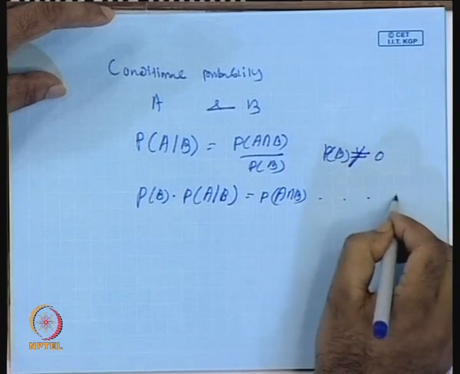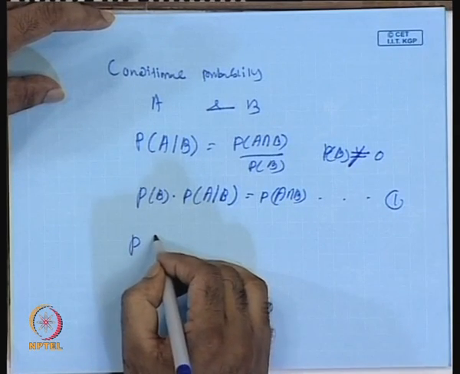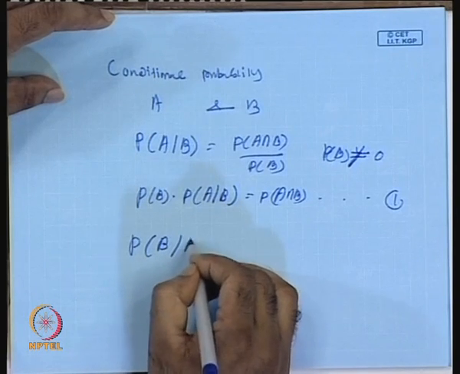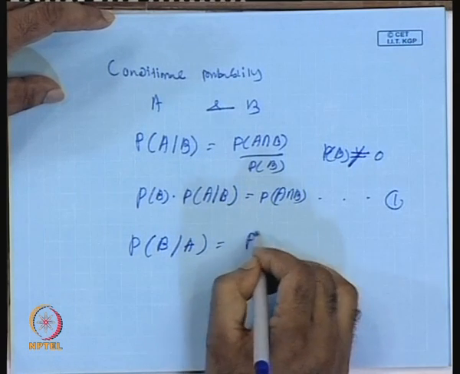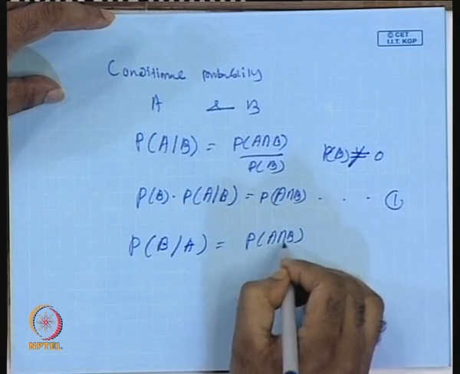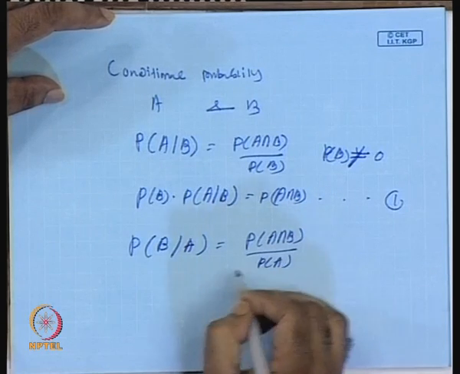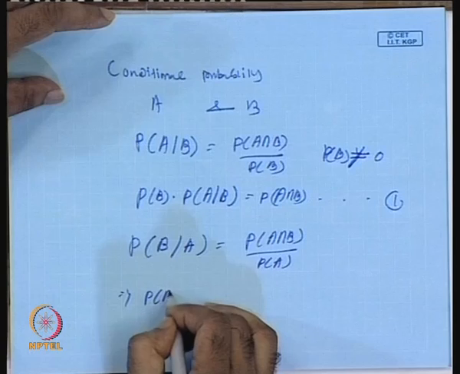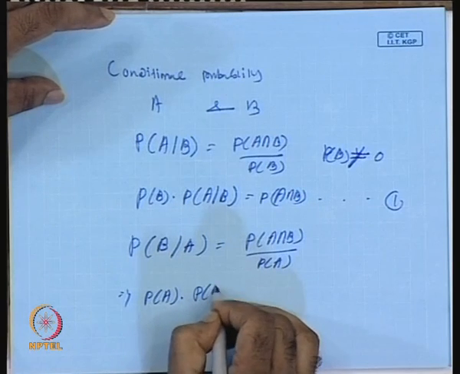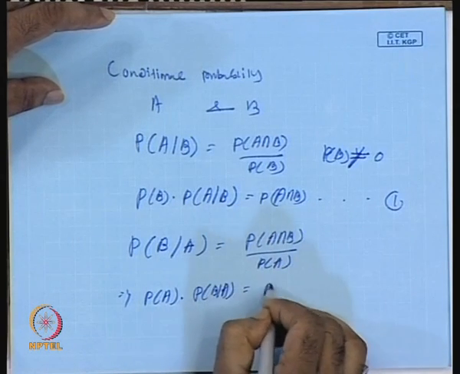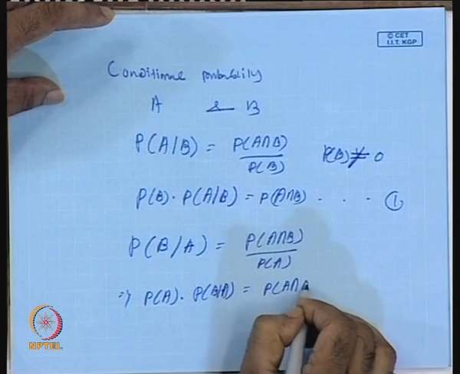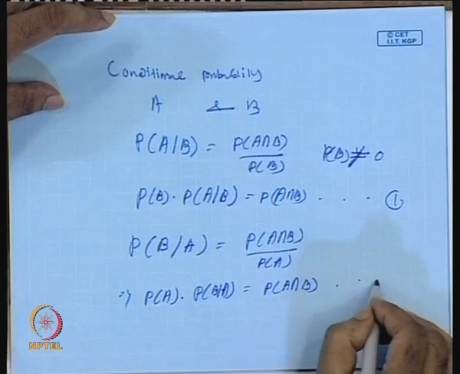Okay. So, this is case 1, and another situation: probability of B given A is equal to probability of A intersection B divided by probability of A. So, that implies probability of A into probability of B given A is equal to probability of A intersection B. Okay. So, now this is equation number 2.